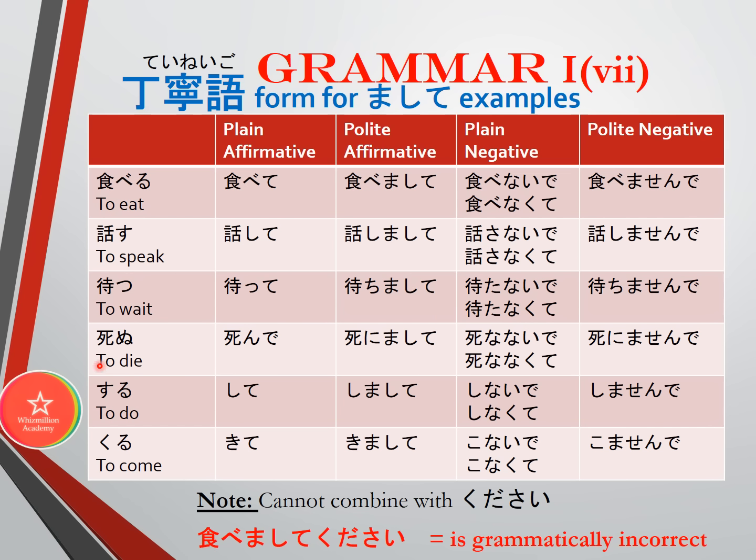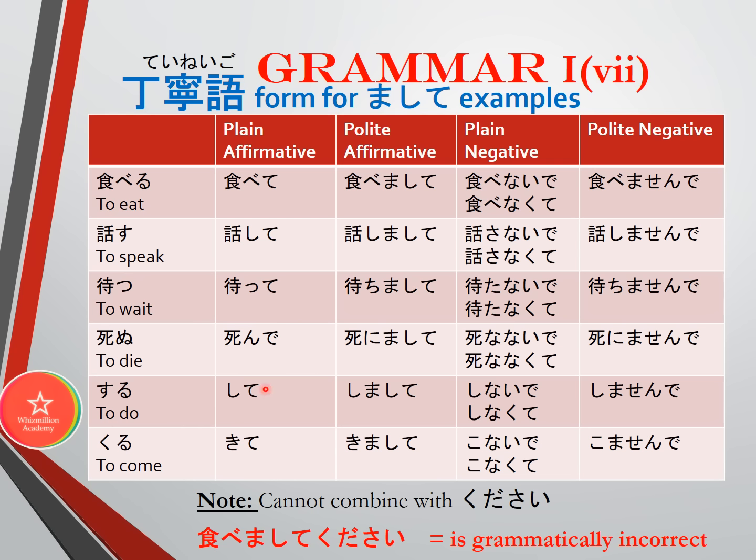Shinu. The te form is shinde. The polite te form is shinimashite. The negative form is shinanaide. Shinanakute. The polite negative form is shinimasen de.